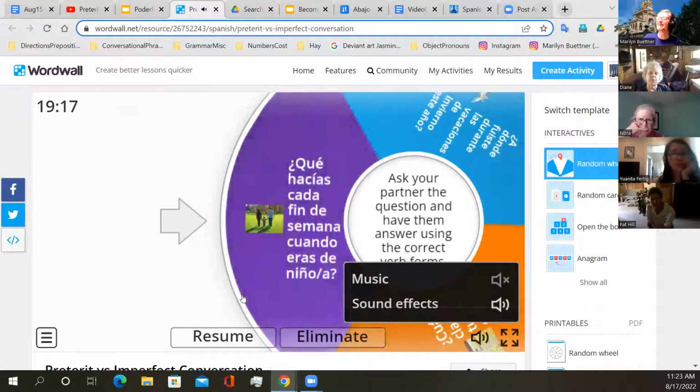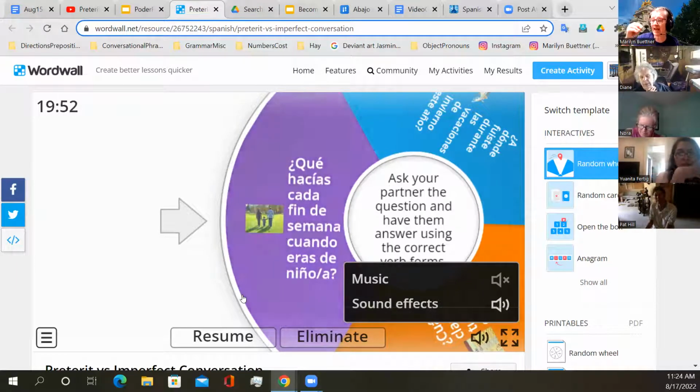¿Qué hacías cada fin de semana cuando eras niño? And they should not have that word de there. That's a typo. Don't use a de after eras niño, when you were a kid. It does not need the word de. ¿Qué hacías? What did you used to do? And this specifically means used to do. So hacías is not the same as hiciste. It's asking cada fin de semana, every weekend.